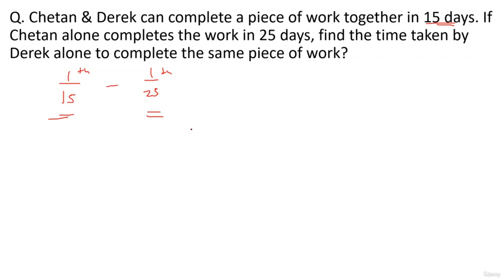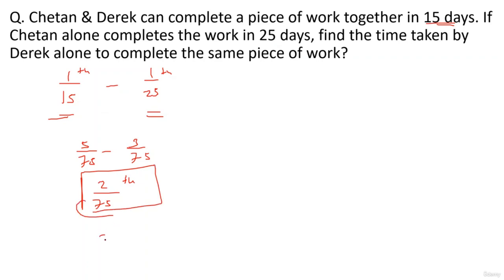So you can cross multiply or you can take the LCM. I'll take the LCM. 5 by 75 minus 3 by 75. This gives me 2 by 75. Or basically they complete 2 by 75th work every day. So time कितना लगेगा? 75 by 2. 37.5 days.